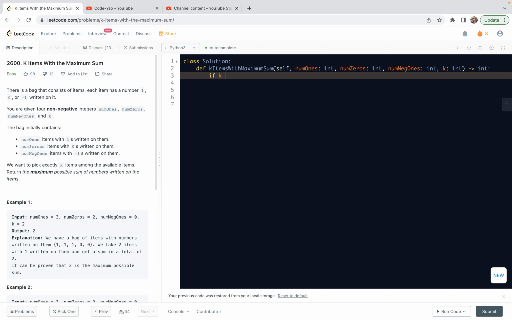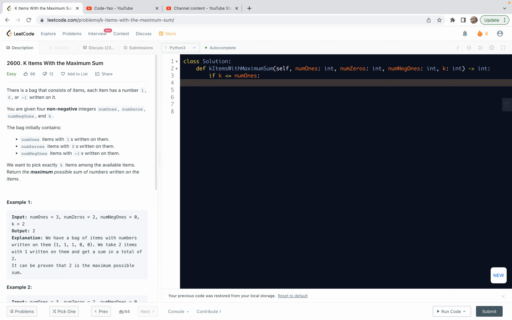So first, if k is relatively small, for example, less than or equal to num1s. So in this case, we can choose the k items from the bag with number 1 on it. So we are going to return k.